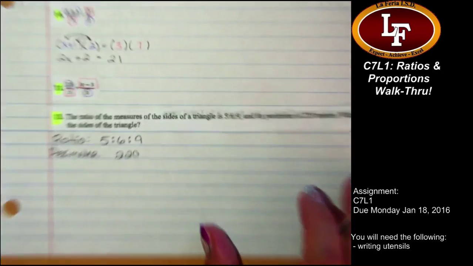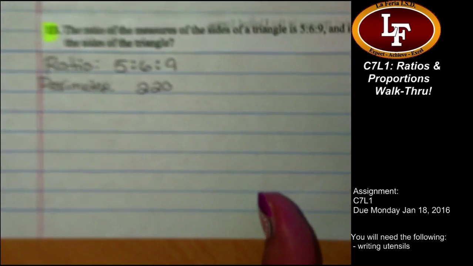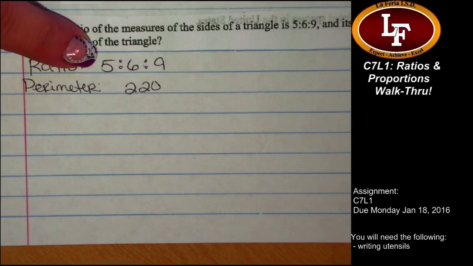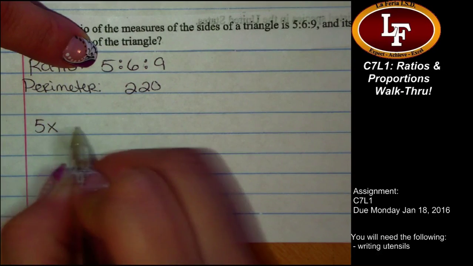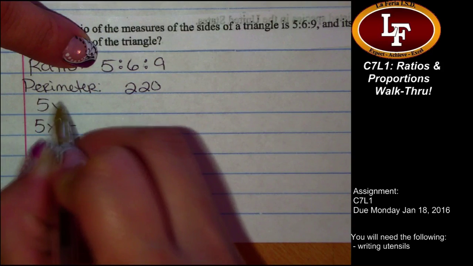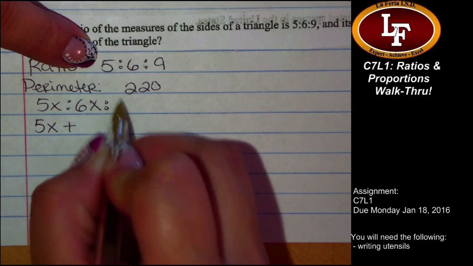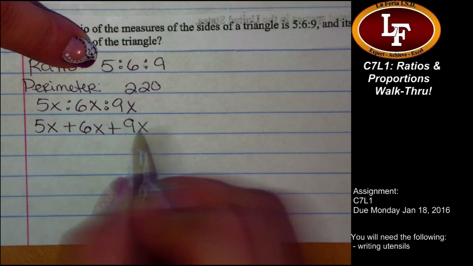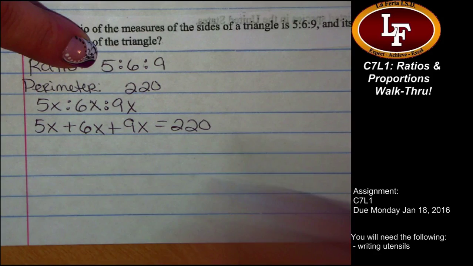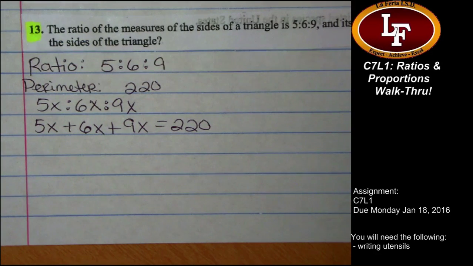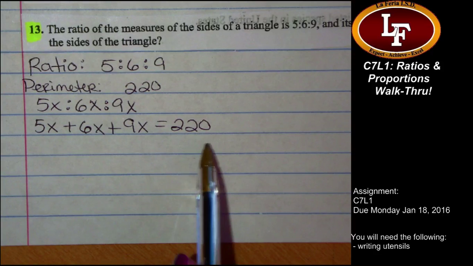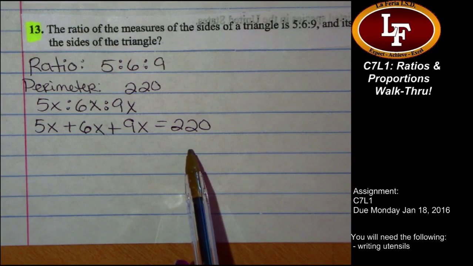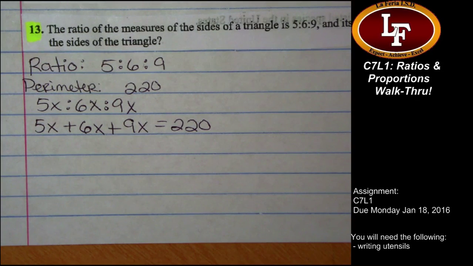Whoops, I zoomed you the wrong way. Sorry. All right, so let's start off with this ratio. We're going to tuck in that variable, so then it becomes 5x to 6x to 9x. Because it's perimeter, we're going to add them together, and I already started doing that for you because I was slightly distracted. My apologies. Since it's perimeter, this expression is equal to the perimeter I was given in the problem, which is 220. Standard algebraic equation that we can now solve.